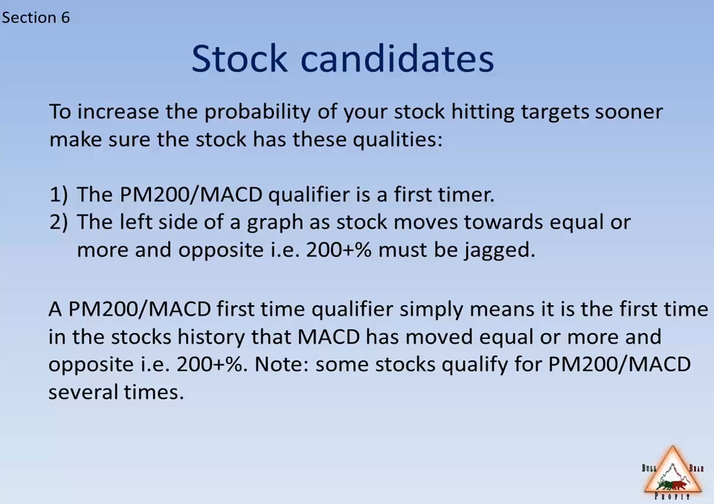A PM200 MACD first time qualifier simply means it is the first time in the stock's history that MACD has moved equal or more and opposite, in other words 200+%. Now note, some stocks qualify for PM200 MACD several times. We're just trying to get in on the first time it qualifies.